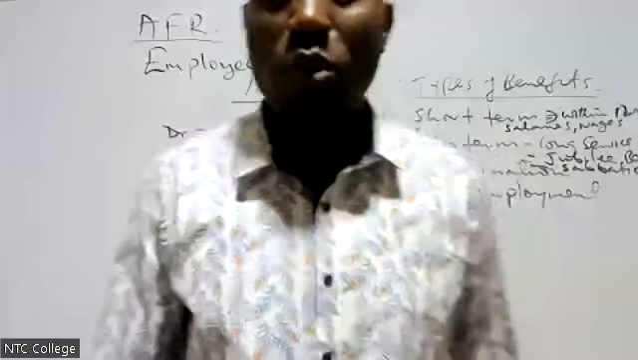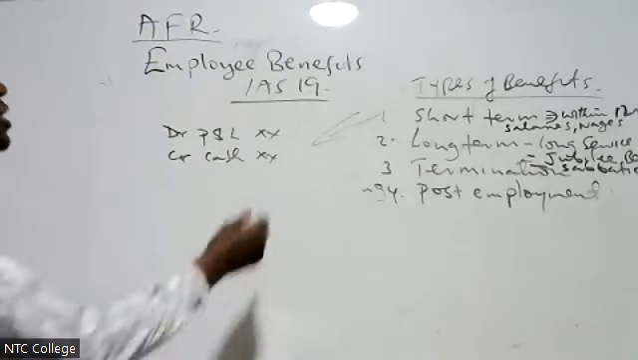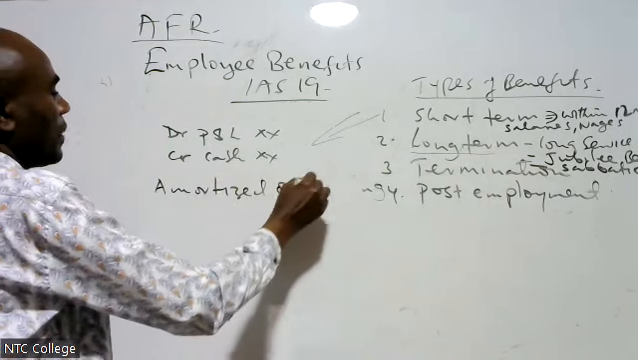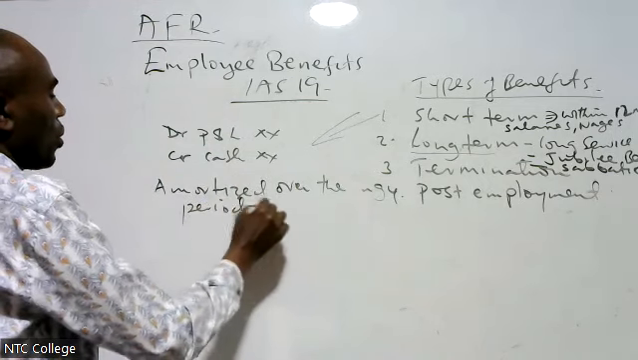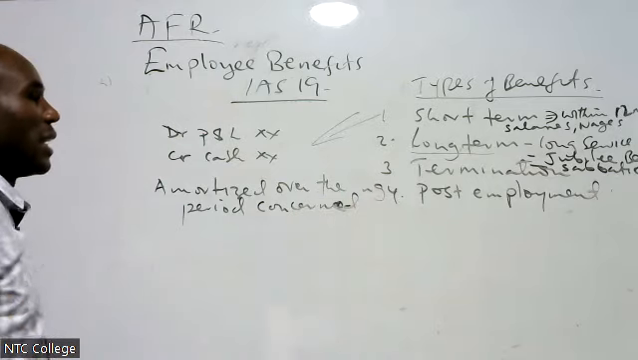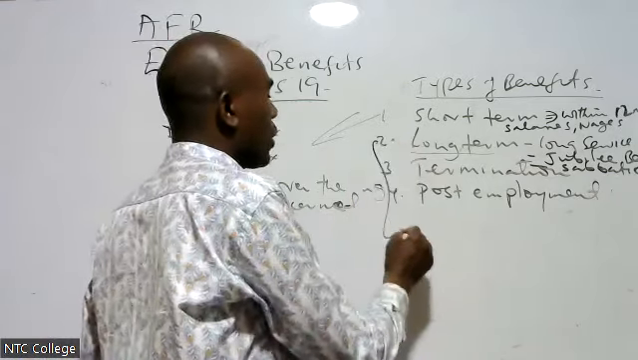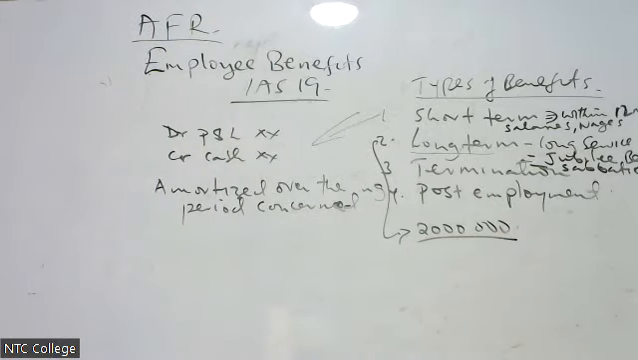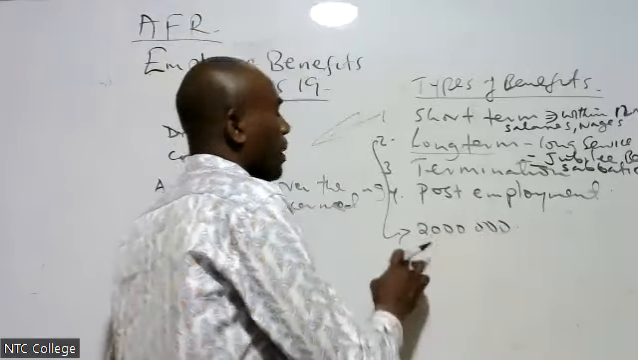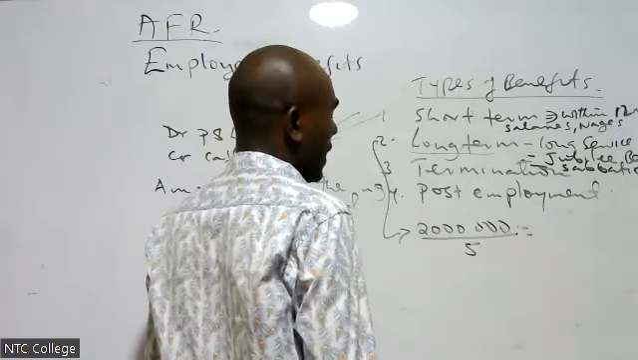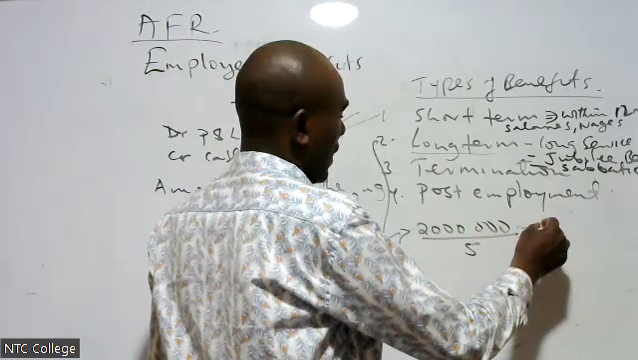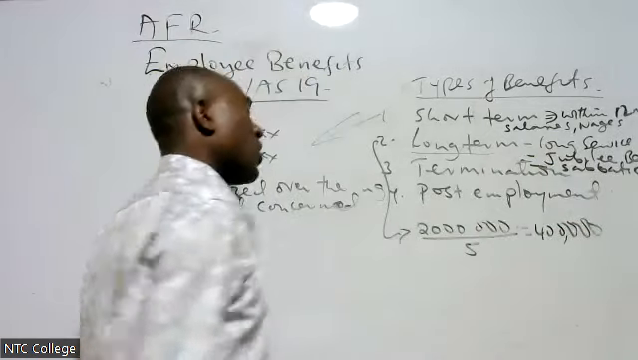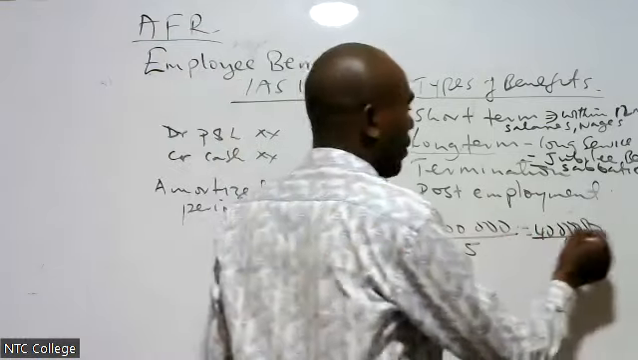How do you account for the long-term? Long-term benefits are amortized over the period concerned. For example, the employer knows very well that he's going to pay employees 2 million in the next 5 years. Now, what you do, you take 2 million and divide by 5. Therefore, you are getting 400,000. Therefore, each year, the employer is recognizing 400,000 as an expense.